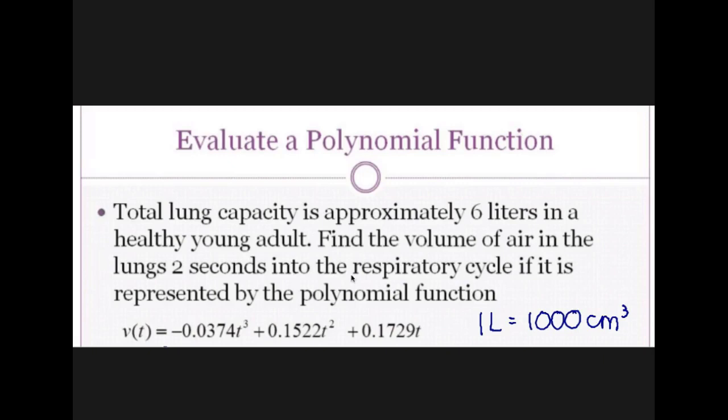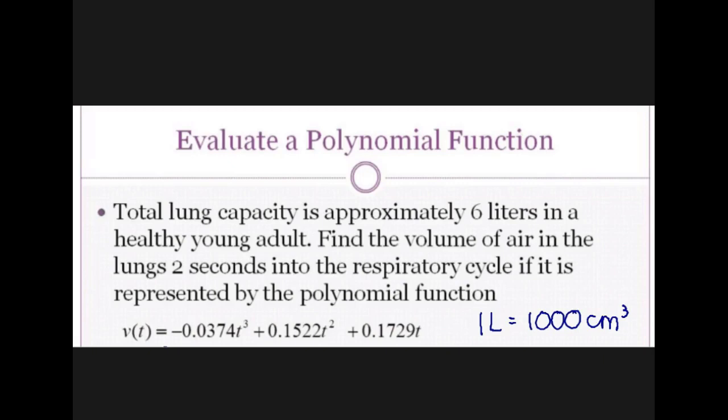So if 1 liter is 1,000, 6 liters is 6,000. So when you're finding your answers to this volume of the lung capacity in terms of time, we're finding our answers in terms of cubic centimeters, not liters. So what we're going to do is take the number 2 and plug it in to that equation. So this is a calculator equation because you have decimals. So anytime in mathematics you see more than 3 decimals, those are calculator questions. In calculus, that's the rule of thumb. If you've got 3 decimals, it's a calculator question.